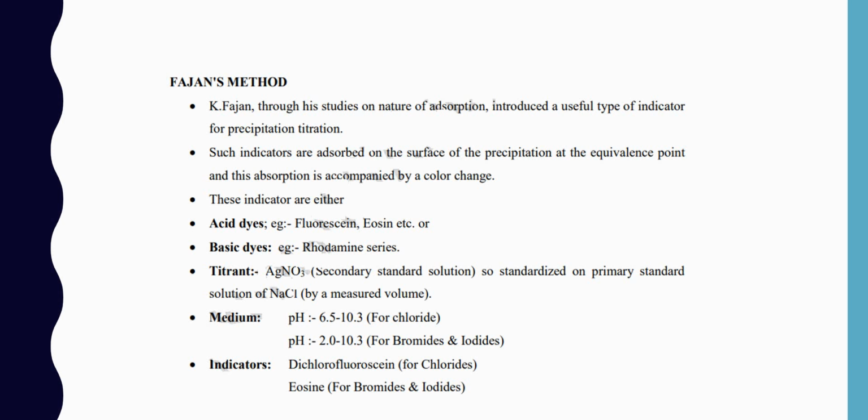These indicators are either acid dyes, for example fluorescein, eosin, or basic dyes, the rhodamine series. The titrant in this titration is AgNO3, a secondary standard solution, so it is standardized against a primary standard solution of NaCl by a measured volume. Medium pH: 6.5 to 10.3 for chlorides; for bromides and iodides, 2 to 10.3. Indicator: dichlorofluorescein for chlorides, eosin for bromides and iodides. So if you have all these conditions, this is how you proceed with Fajans' method.